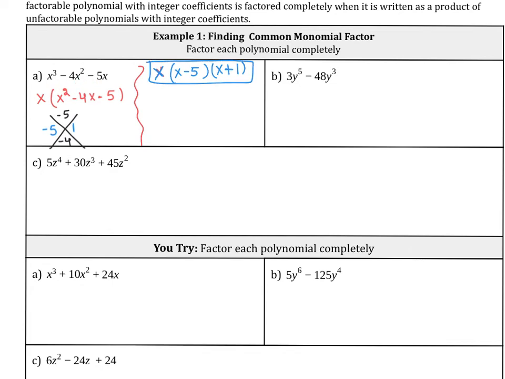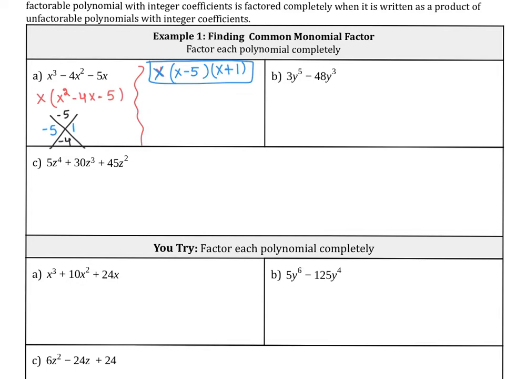Now we are only writing this in factored form. If this were equal to 0, then we would go ahead and solve for x. But in this case, it's just asking us to factor, not solve for x. So we're going to leave the answer right here.